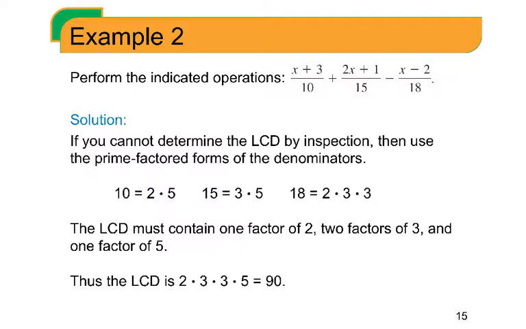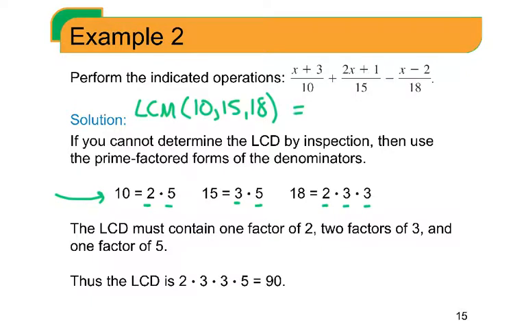Right, so this example is worked out for us, so I'm just going to talk our way through it. Here, I need to find the least common multiple of these 3 numbers, 10, 15, and 18. And it's not immediately obvious to me what it is. So here's my prime factorization. 10 is 2 times 5. 15, 3 times 5. 18 is 2 times 3 times 3.